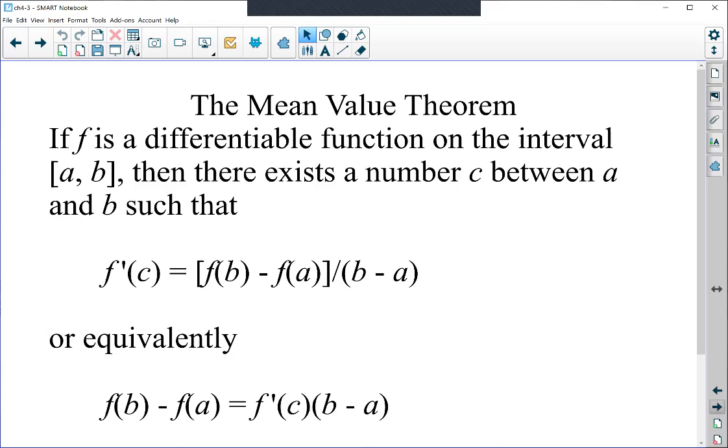So some important pieces. I've seen problems on the AP exam that will ask, does the mean value theorem guarantee that? And then they'll make a statement. But they'll have a function that's not differentiable or it's not continuous. Something happens that there's a point where the derivative does not exist. And so you would say no, because at this point, the derivative does not exist.